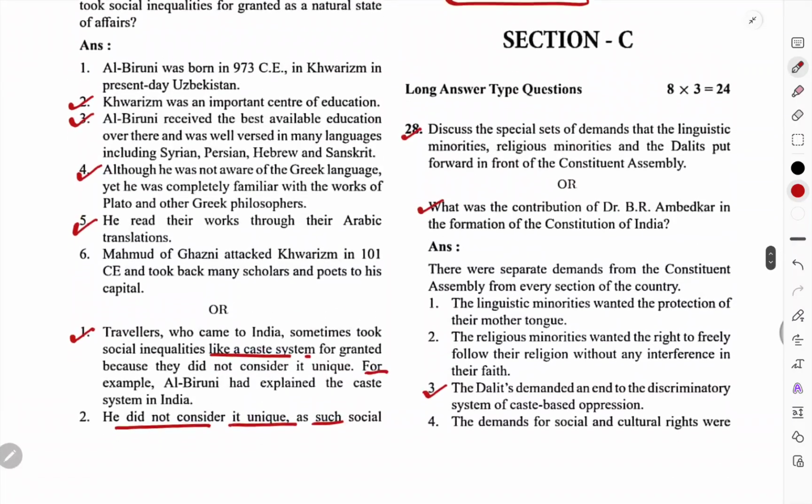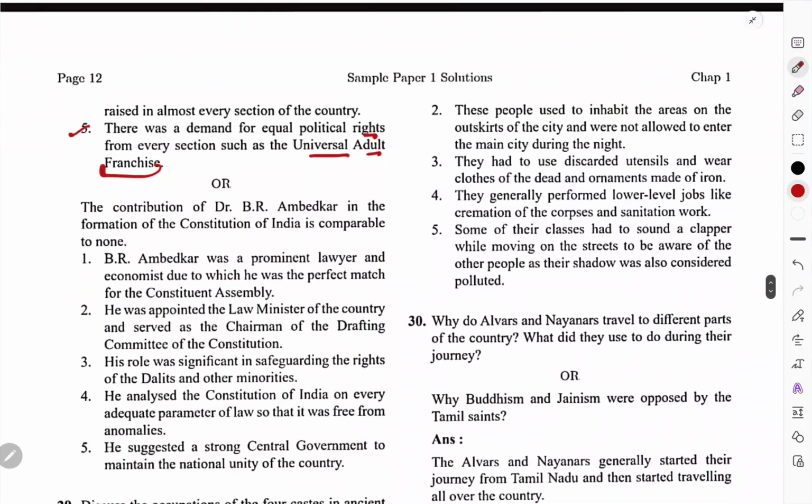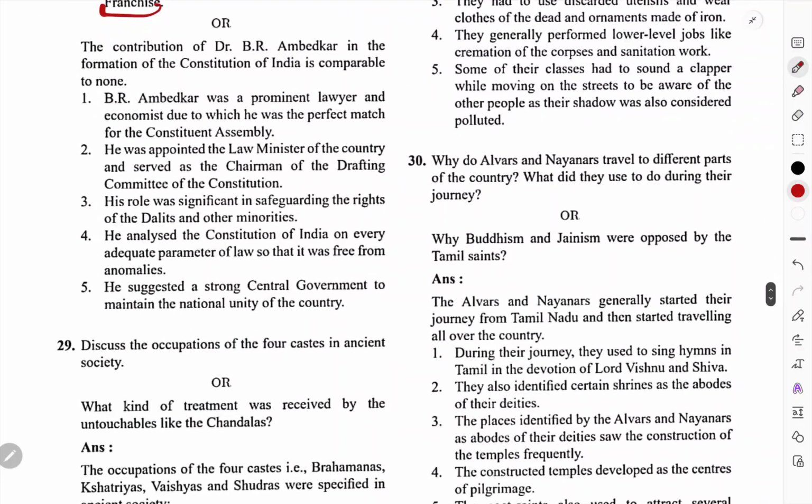Now, the B part of the question: what was the contribution of Dr. B.R. Ambedkar in the formation of the Constitution of India? The contribution of Dr. B.R. Ambedkar in the formation of the Constitution of India is comparable to none. B.R. Ambedkar was a prominent lawyer and economist, due to which he was the perfect match for the Constituent Assembly.